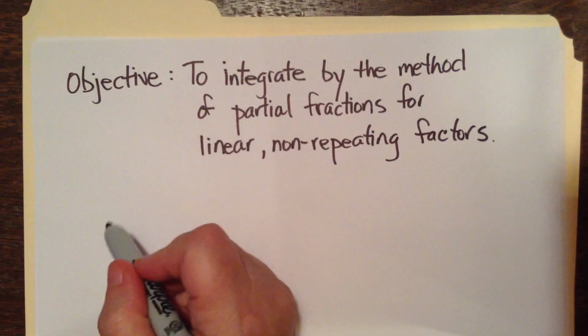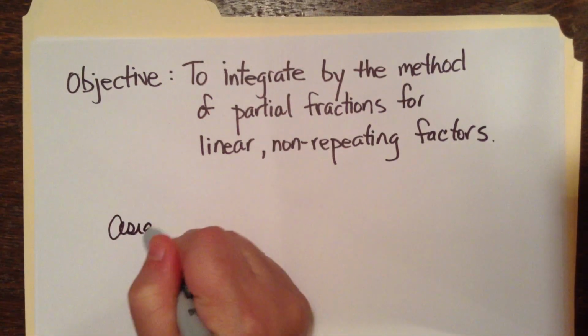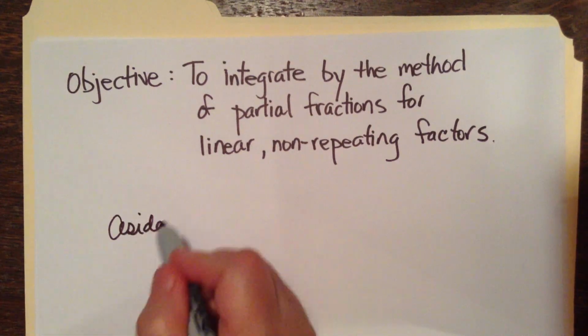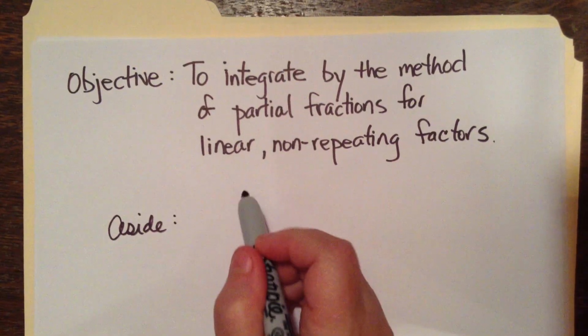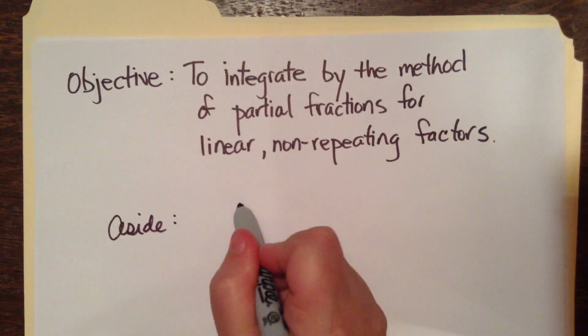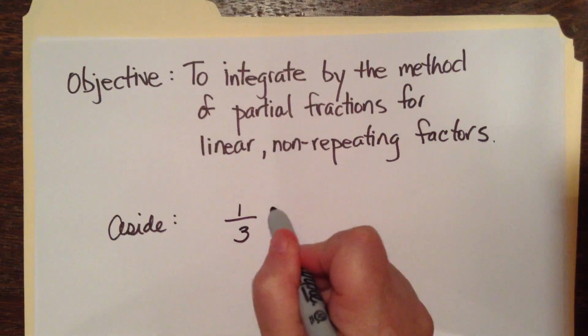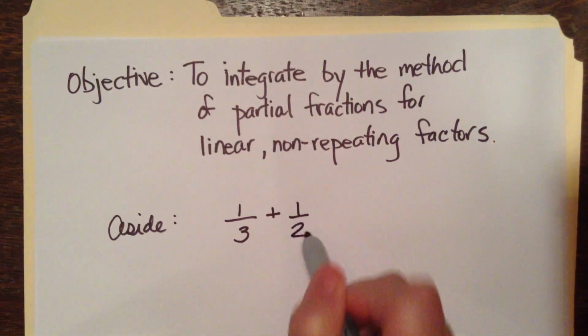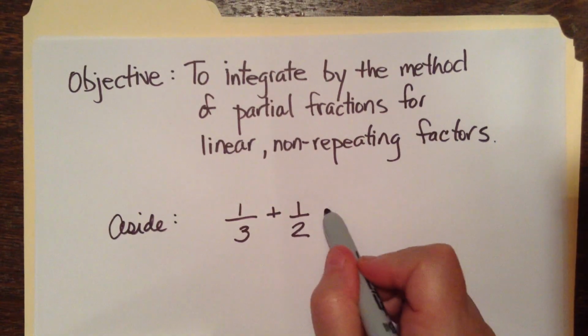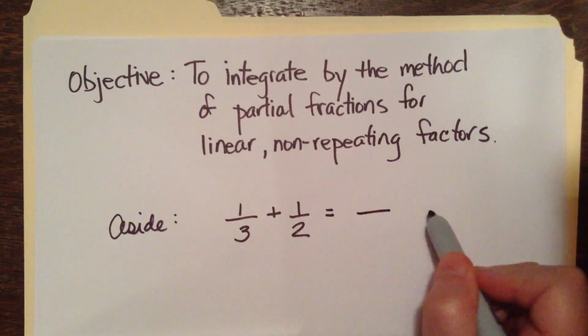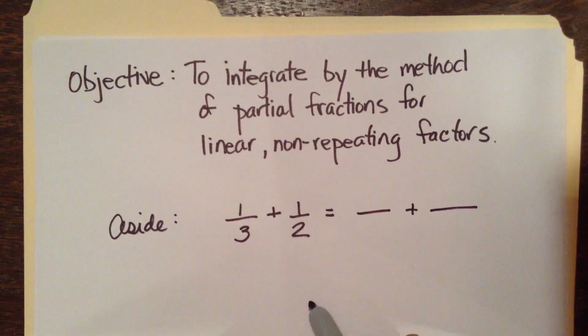So sometimes I usually write this as an aside. So we're going to just start with this little aside that will get at the big idea of partial fractions. Suppose I have two fractions, 1/3 plus 1/2. I think everyone knows how to add two fractions. What we would do is we would start by getting a common denominator.